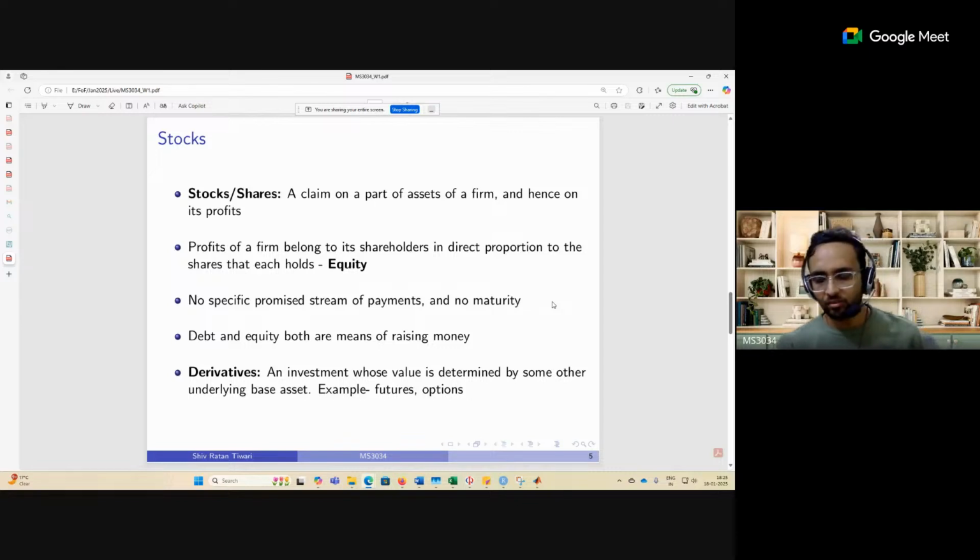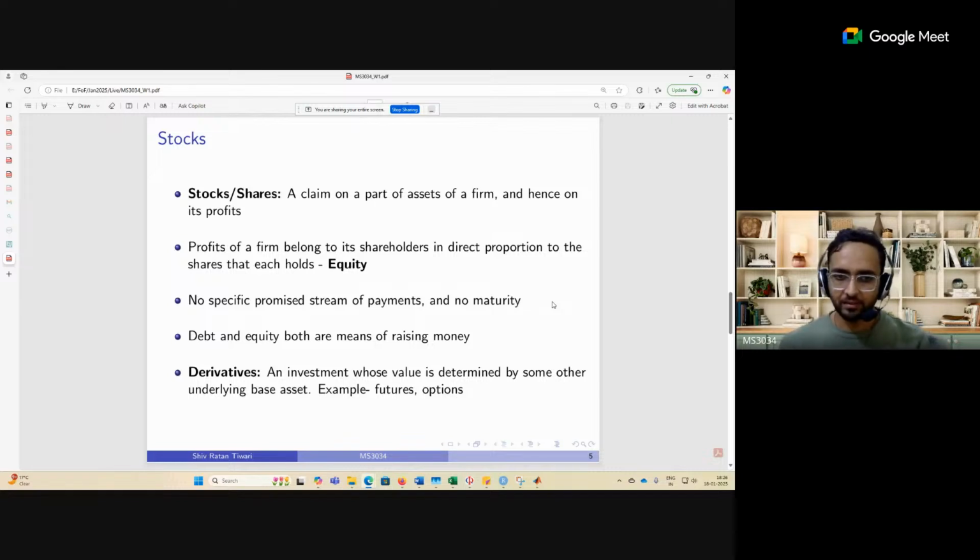And we discussed dividends, but there is no assurance that you will get any dividend if you are holding a share. It is completely up to the particular firm of which you are holding the shares.